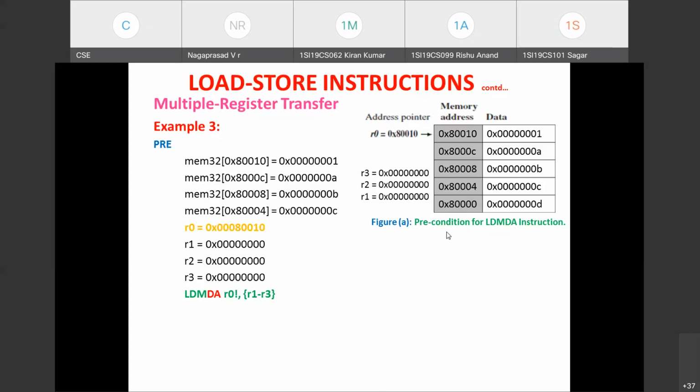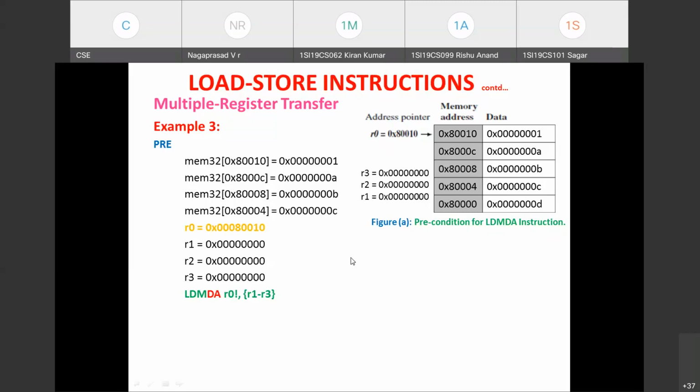Okay. So if it is increment after or increment before, the registers considered are from lower address to higher address. If you are using the addressing mode decrement after or decrement before, in that case, the transfer will be from higher address to lower address. You need to see that whatever data is fetched from the higher address will be transferred to the higher register. Okay, from higher to lower address, the data transfer takes place from higher register to lower register. So this important point we need to know.